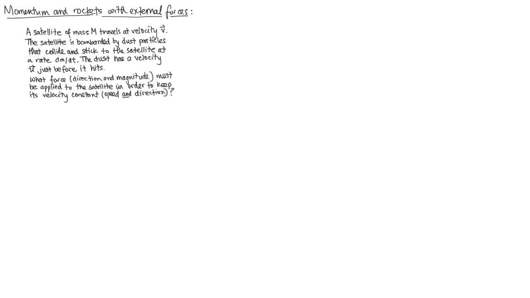So let's consider the following problem. We have a satellite of mass m traveling at velocity v. Let me bring in something that looks like a little satellite. I don't know why I drew it as a hexagonal shape, but there we go. It's moving at some velocity, which we'll label v, here drawn straight to the right. We're told the satellite is bombarded by dust particles that collide and stick to it at a rate of dm/dt. We're also told that the dust has a velocity u just before it hits.